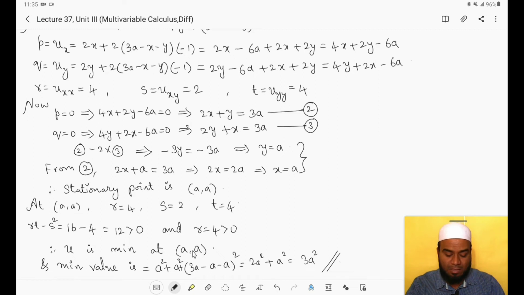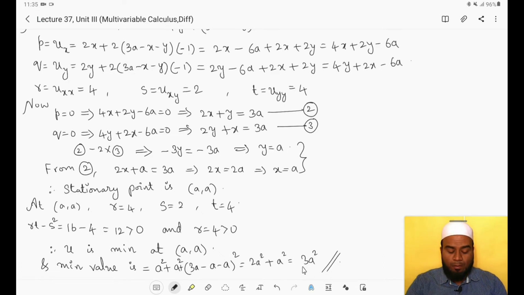This we are saying because after getting the stationary point, we have evaluated rt minus s square, which is 16 minus 4, which is 12, greater than 0, and r is 4, which is also greater than 0. When rt minus s square is greater than 0 and r is greater than 0, according to the procedure, the function f of x comma y, or the function u, attains the minimum at that stationary point, which is (a, a), and that minimum value is given by 3a square, right.